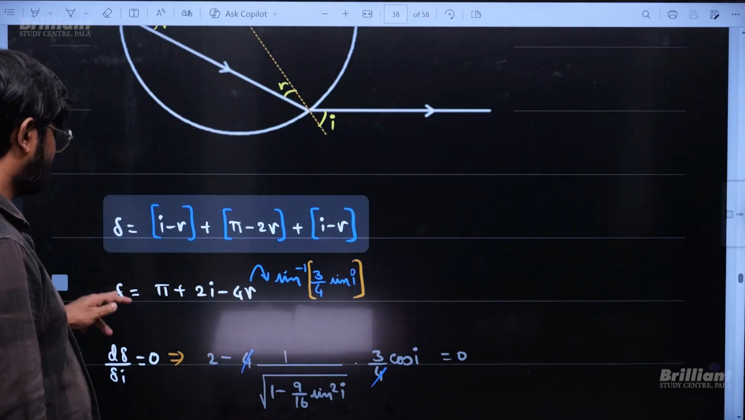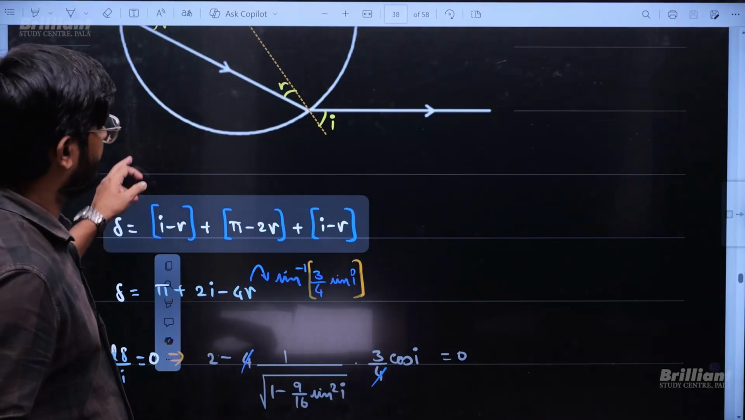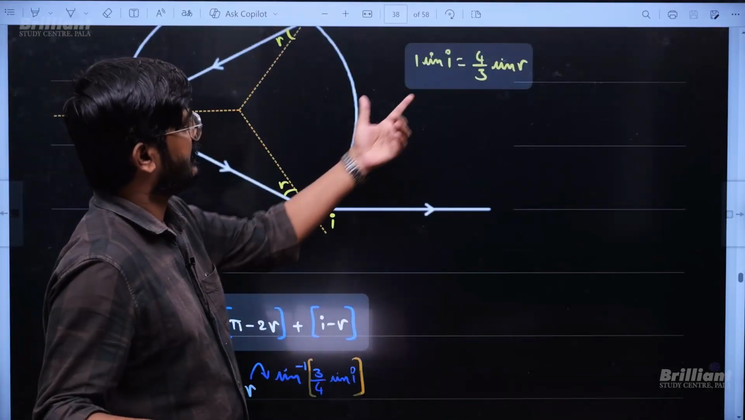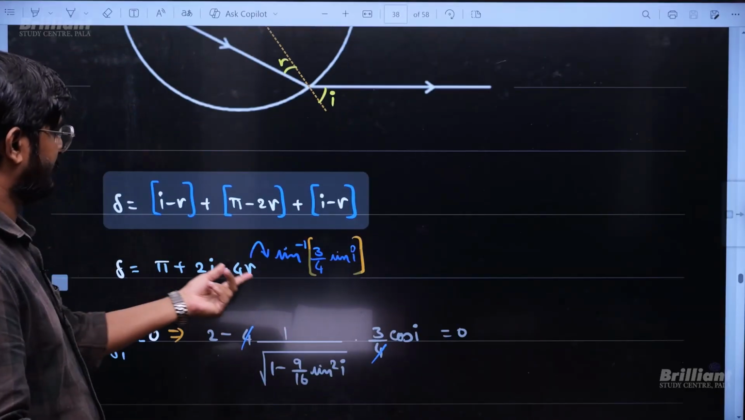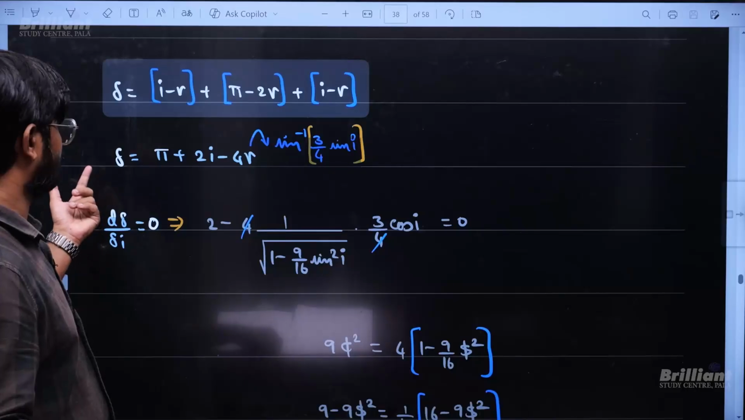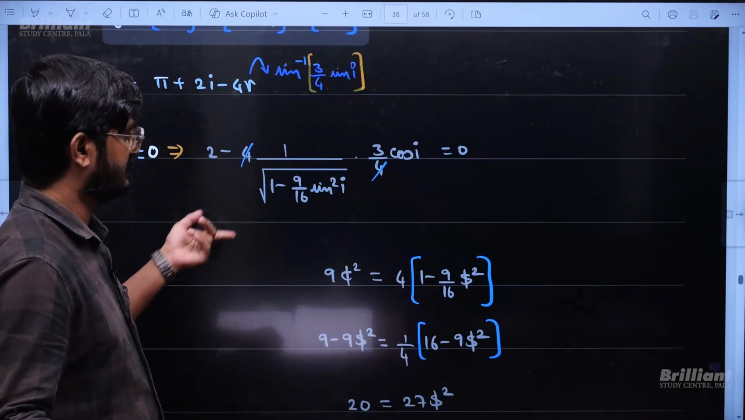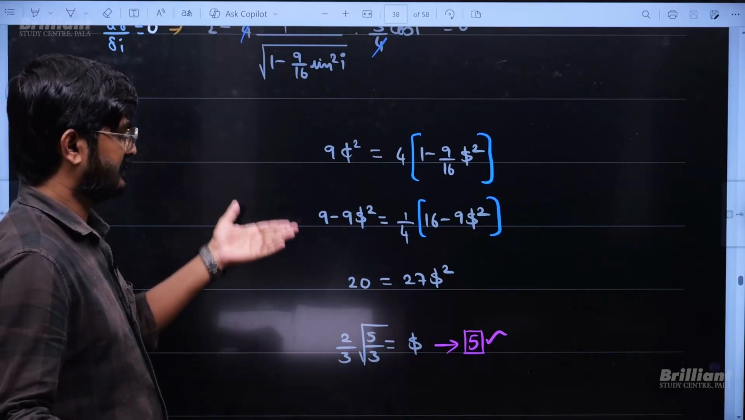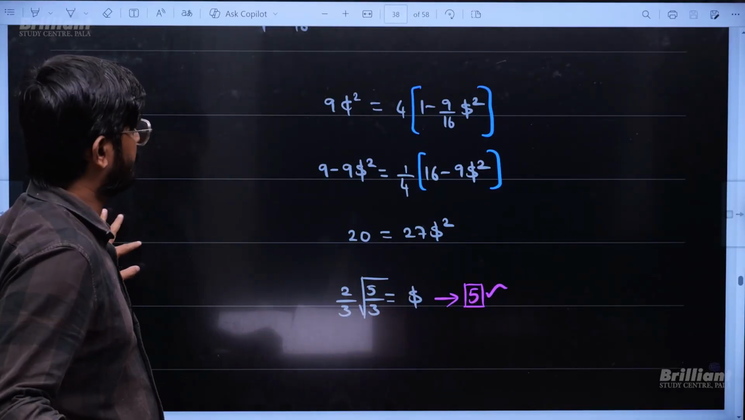Now you need to see what is its maximum value. There are two variables here, but they are related using Snell's law. So basically R is a function of I. Then I want to see when it is maximum, so its first derivative should be 0. When you do that, you'll end up getting some expression, but you can solve it and get the required answer.